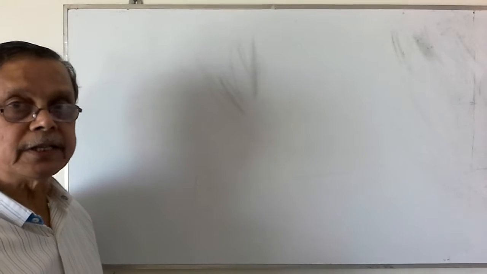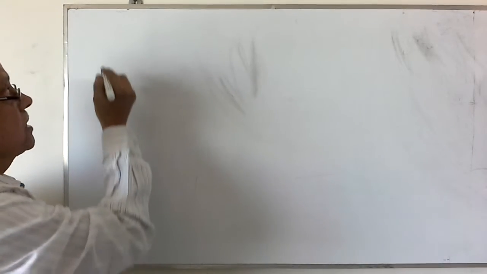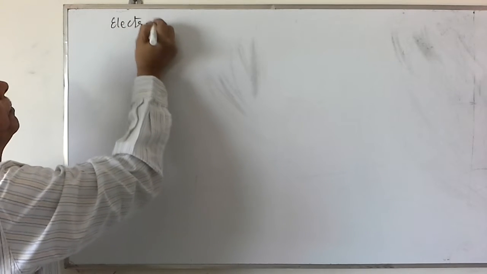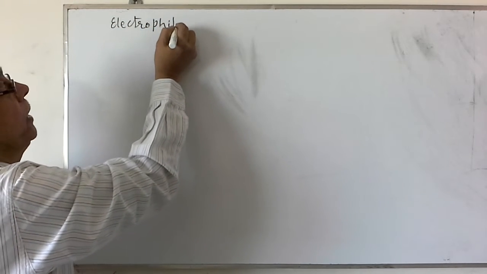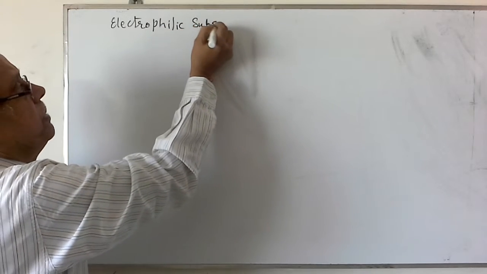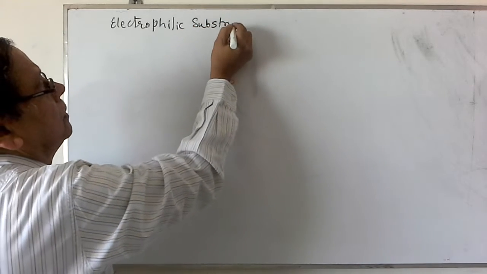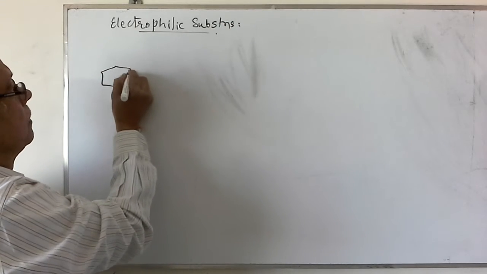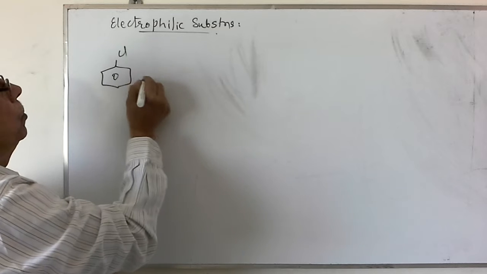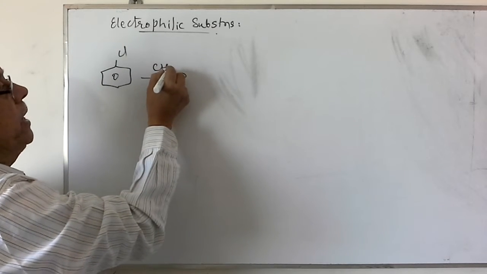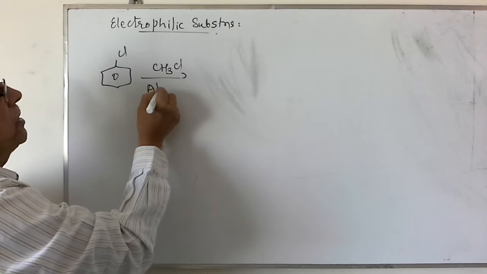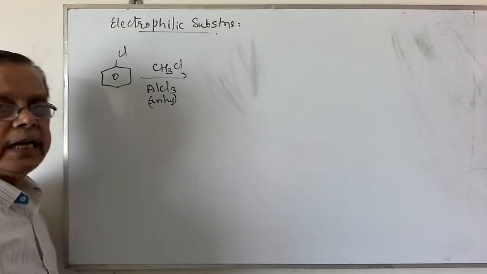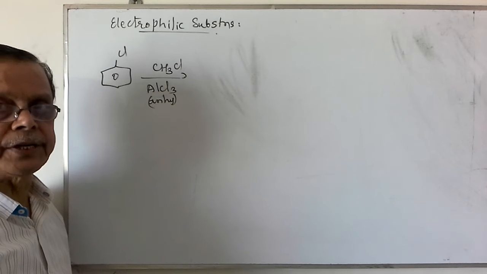Back to the properties of the aryl halides. Let us consider some more electrophilic substitutions of benzene, chlorobenzene. If you subject this chlorobenzene to reaction with methyl chloride in presence of anhydrous aluminium chloride, this reaction is named as the Friedel-Crafts alkylation.